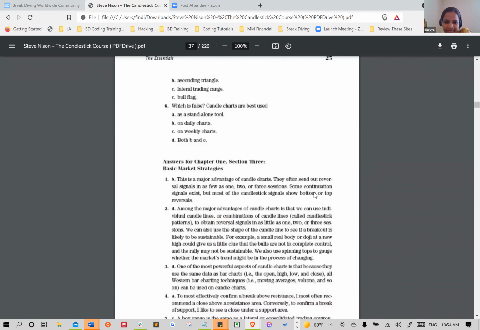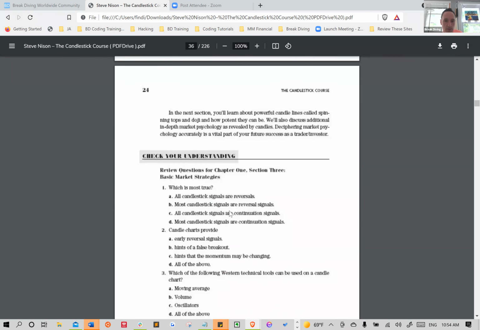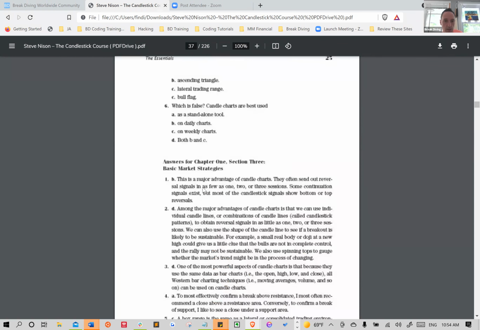So we often send out reversals. Let me see, just make sure we're doing it right. B, we said reversal signals, yes. Among the major advantages of candle charts is we can use individual candle lines to obtain reversal signals in as little as 1, 2, or 3 sessions. A small real body or doji at a new high could give us a little clue that the bulls are not in complete control. Good.